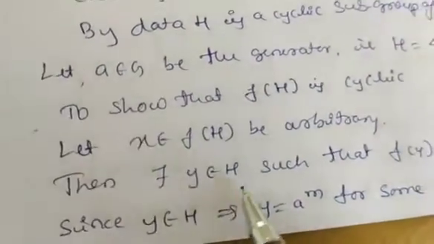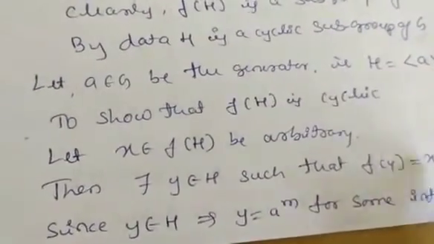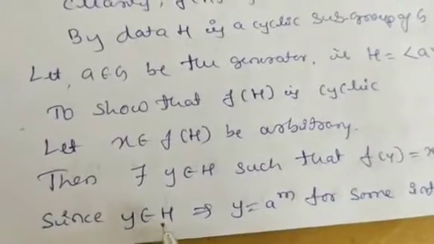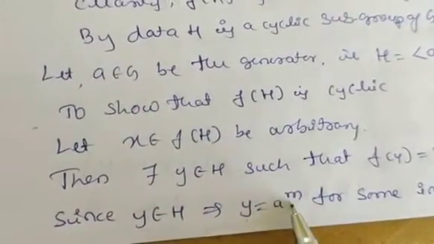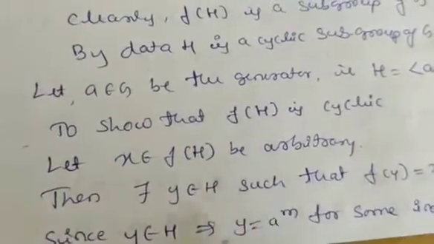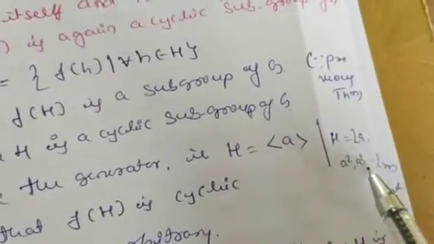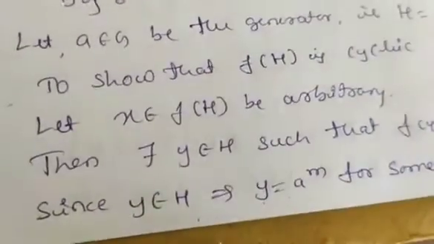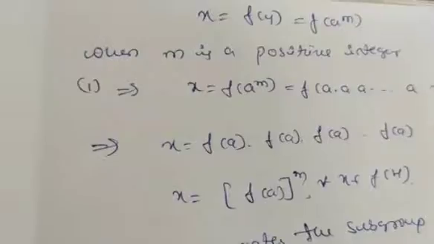Then there exists y belongs to H such that f of y is equal to x. Since y belongs to H, this implies y is equal to a raised to m. Why is y equal to a raised to m? Because H is a cyclic group generated by a, so the elements of H are in the form of a square, a cube, etc. So it is a raised to m for some integer m.